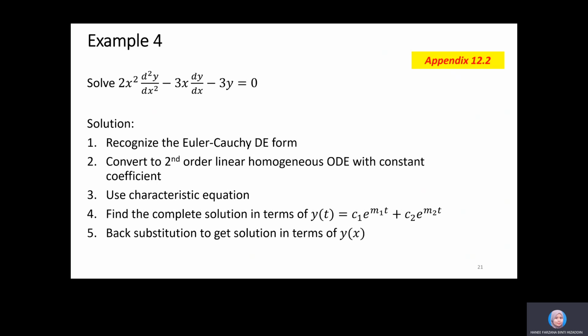So when you recognize that this is an Euler-Cauchy differential equation form, you convert and then you use the characteristic equation, and basically it's the same thing. The only different thing about the Euler-Cauchy differential equation is when you have this x squared and the 3x here, then after you convert, after you've gone through step 1 and step 2, the rest is the same as what we did in the previous examples. So don't worry about it.